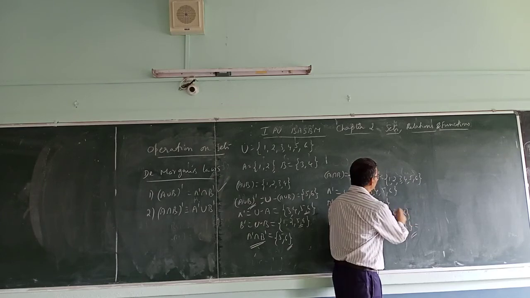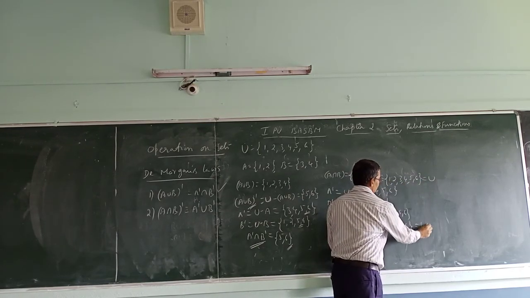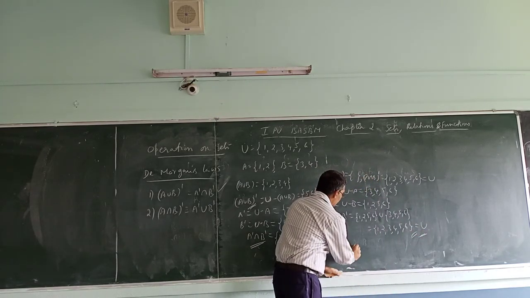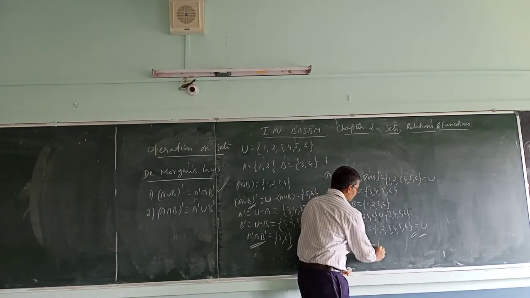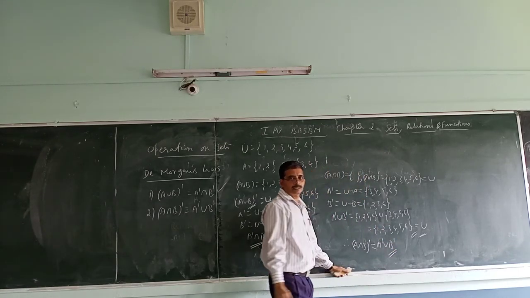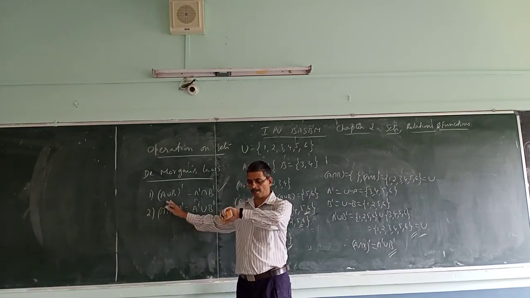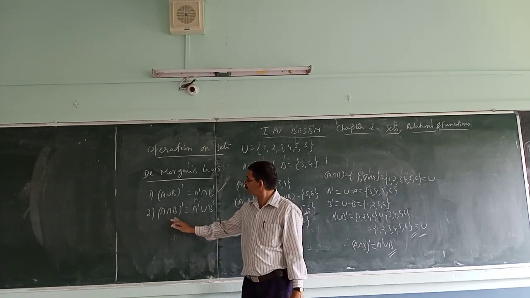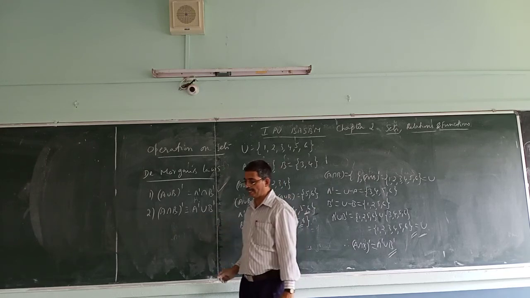This is again equal to U only. Both are U only in this example. So what can you say now? Therefore, (A intersection B) whole dash equals A dash union B dash. So these are the two De Morgan laws. One is (A union B) whole dash equals A dash intersection B dash. The other one is (A intersection B) whole dash equals A dash union B dash.